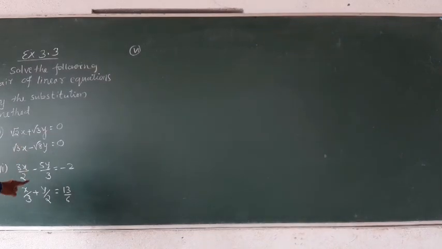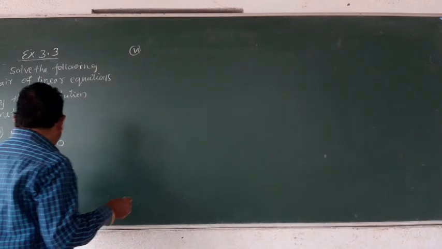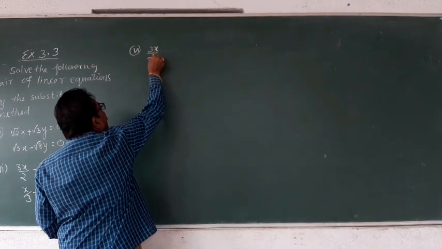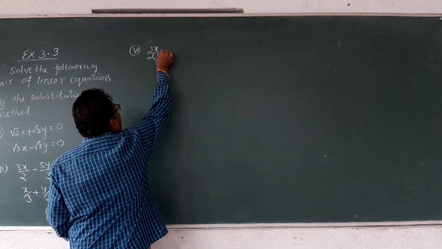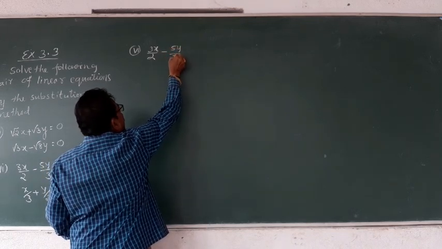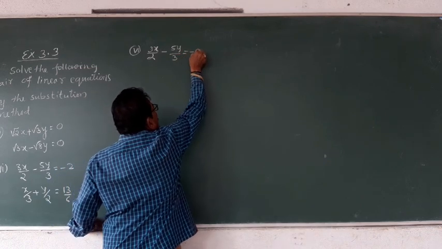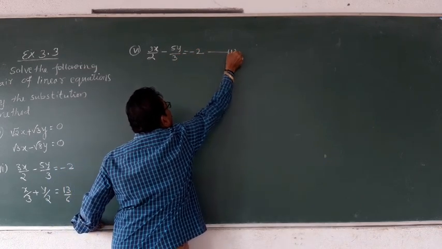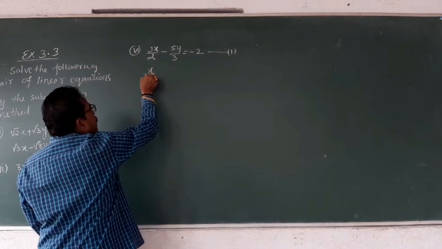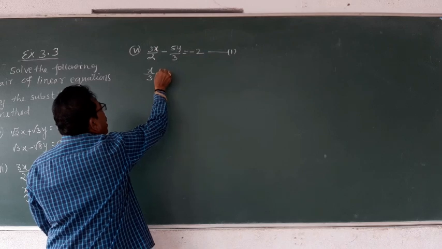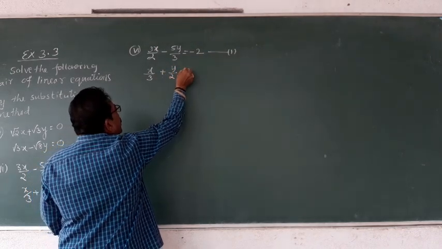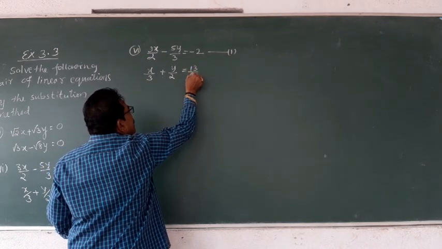Okay, now let us move to the sixth one, that is 3x by 2 minus 5y by 3 equals to minus 2. Then x by 3 plus y by 2 equals to 13 by 6.